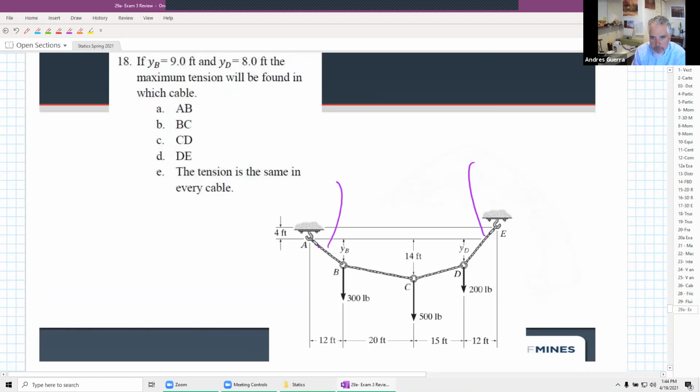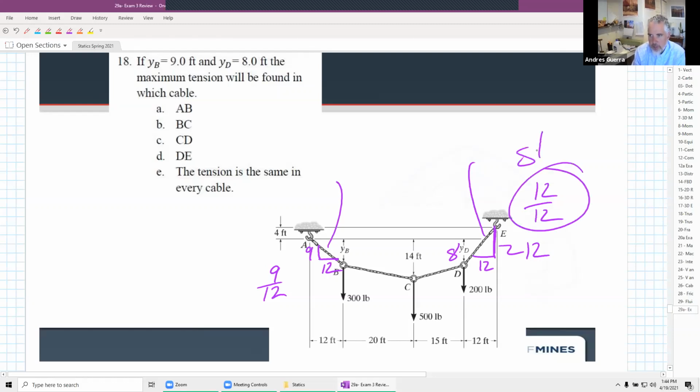And so we just need to figure out which one of these is steeper. Well, YB is 9 feet. So that means this is a 9 and 12. And then YD over here, this is a 12. YD is 8, but the whole height of that is not just 8, it's 12. And so this is a 12 slope. This is a 9 12 slope. So this one is steeper in that case.